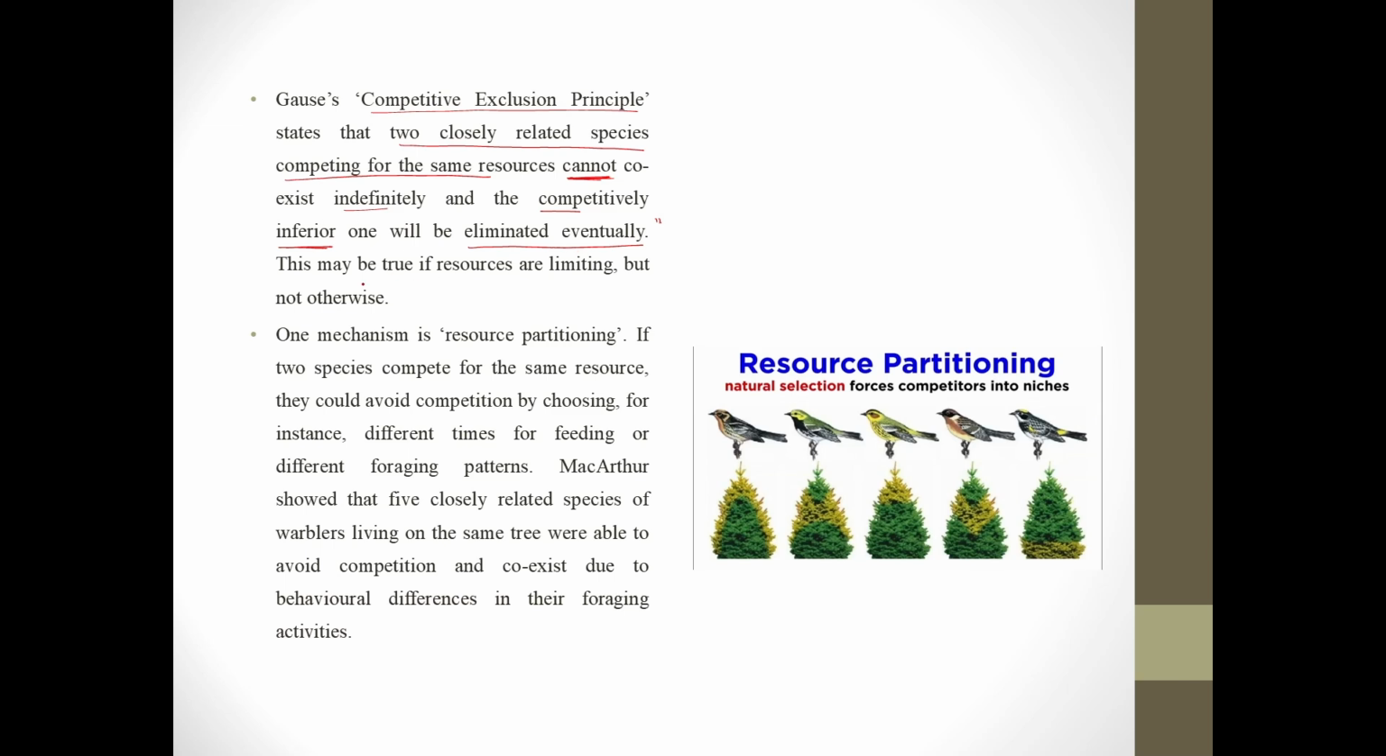Now, in this diagram, we can clearly see that the five different species are coexisting because of their foraging activities. They are foraging from different parts of the tree, which makes them coexist and avoid unnecessary competition.